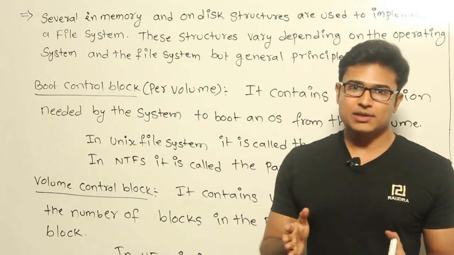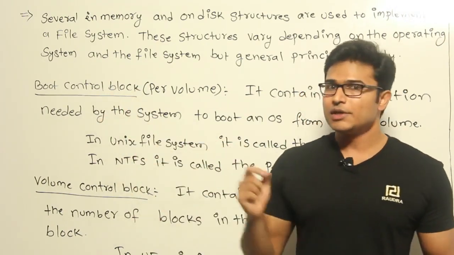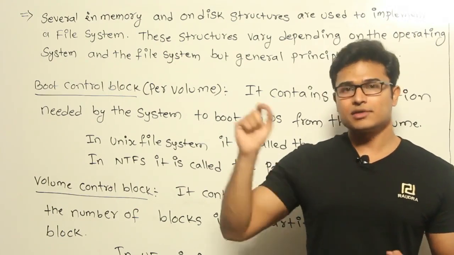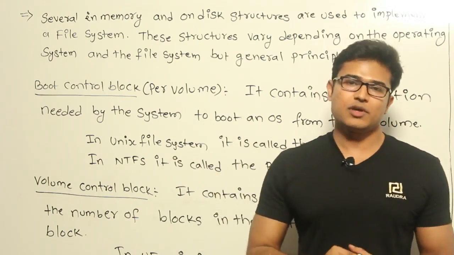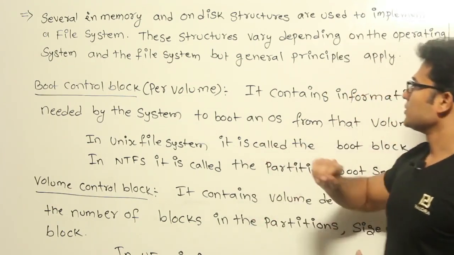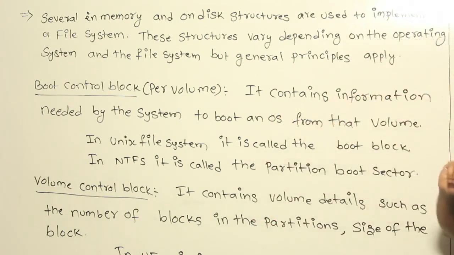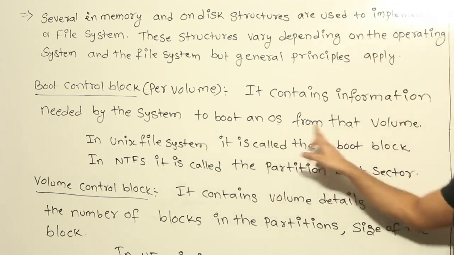In every partition, the first block is going to contain the boot control block. It will give you information about where the operating system code is present and how to load it, and what is the most important code you have to load into memory in order to start your operating system, right? Now see this: it contains information needed by the system to boot an operating system from that volume.